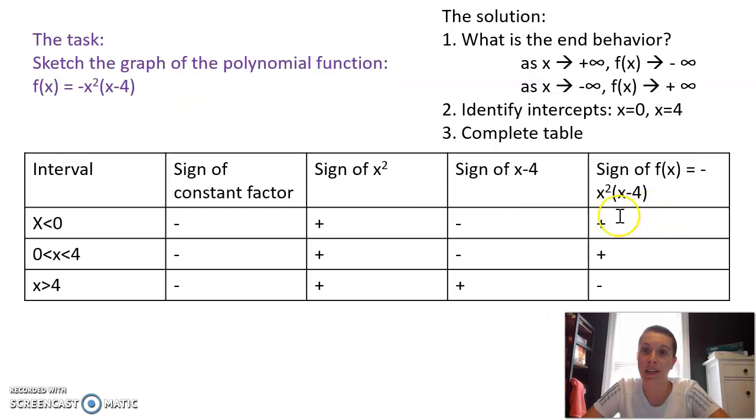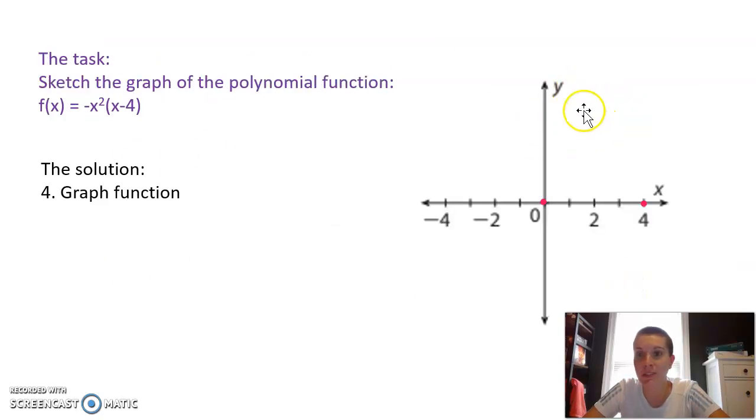Finally, I know that after I get to 4, I have to get to a negative y value, which means there's going to be another turning point somewhere around here so that I can cross through 4 at my other x-intercept and get to negative values. So let's see what this is going to look like.